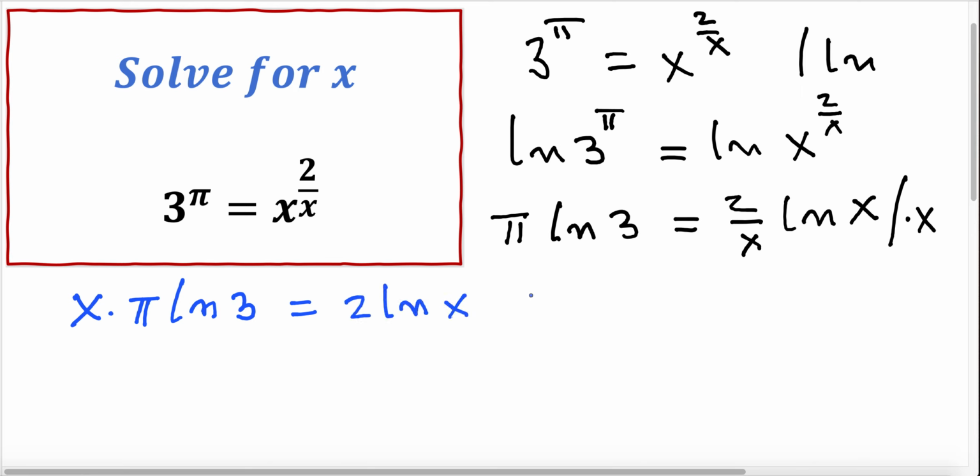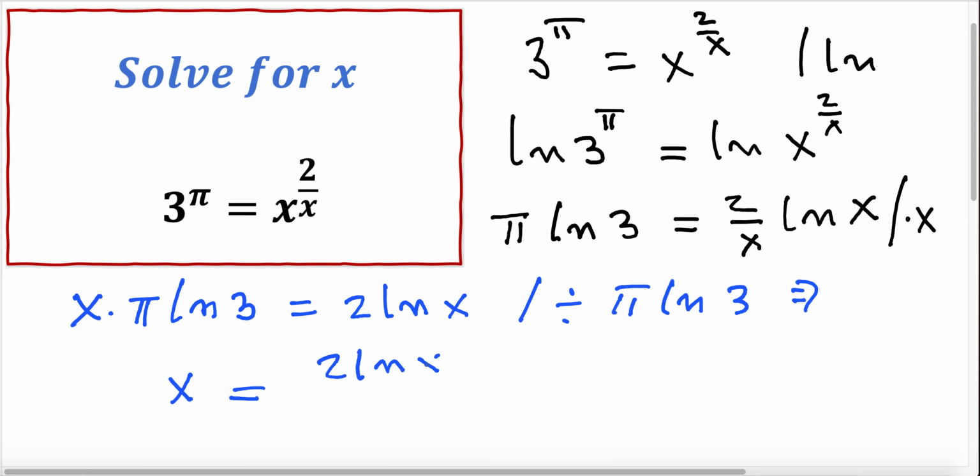And now here let's divide everything by pi ln 3, which yields x is equal to 2 ln x divided by pi ln 3. So that's what we have here.